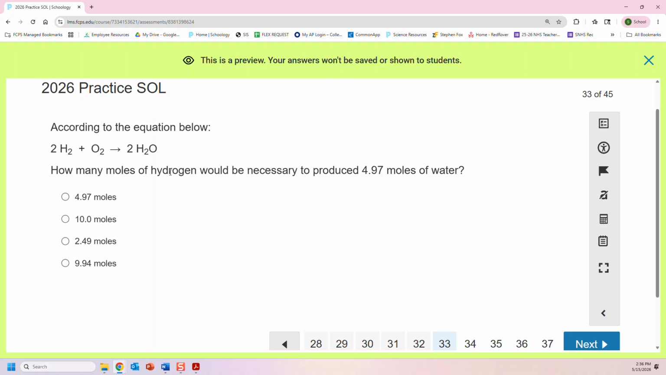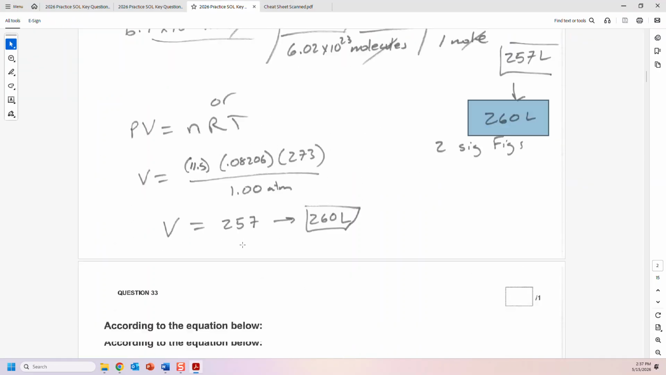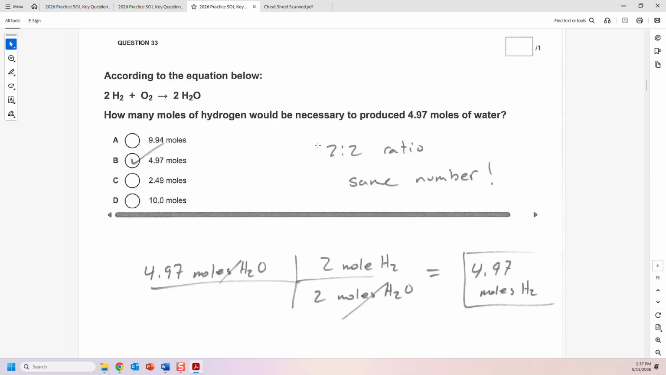Here, how many moles of hydrogen would be necessary to produce 4.97 moles of water? They give us the balanced equation, right? This one's a quick and easy one. The ratio for water to hydrogen is 2 to 2, 1 to 1. So if you want to make that many moles of water, it's going to take that same number of moles of hydrogen, right? So again, more stoichiometry, but we can do it in your head.